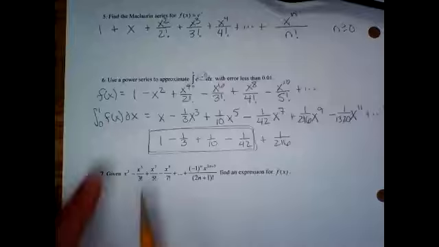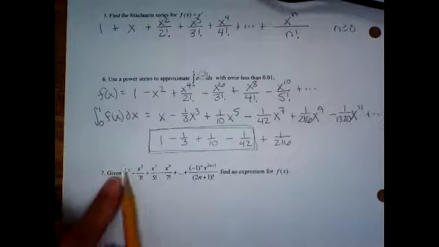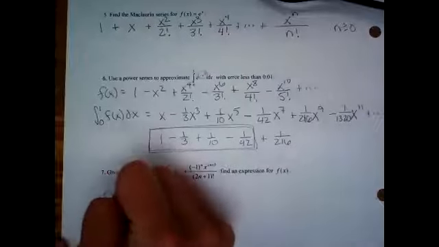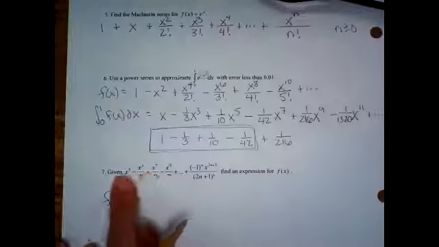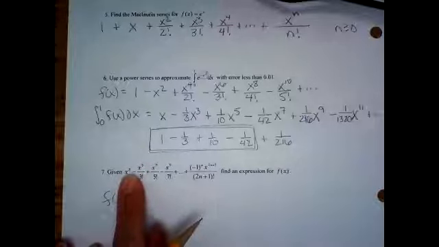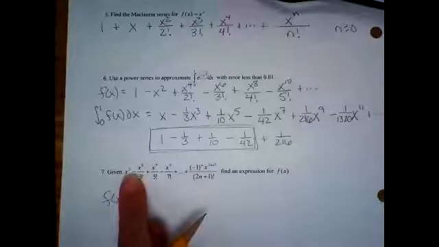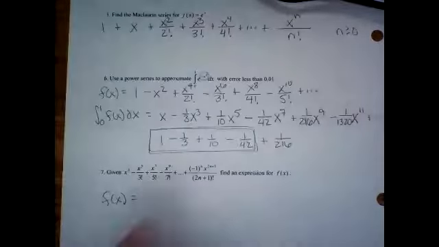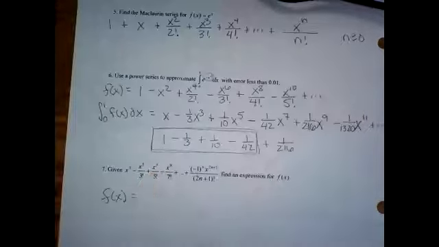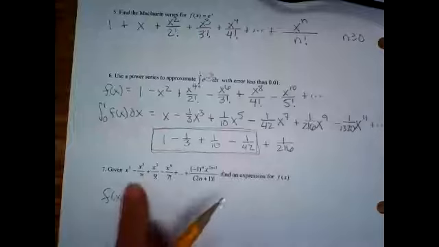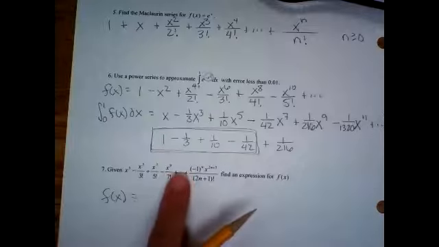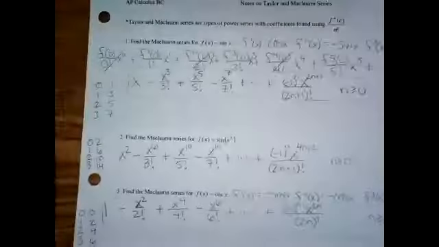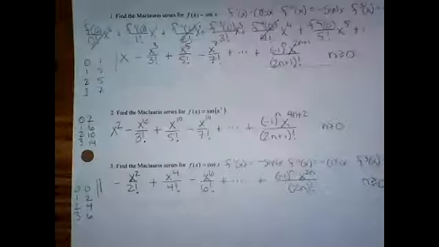All right, and then last one. Given this series and this general term, find an expression for f of x. What you want to do is compare this to some of the ones that we already did and see how it got transformed. Instead of me asking you to transform it, it's already transformed, and I'm sort of asking what the transformation is. So it's alternating. It's going to be one of those trig ones. And we have the odd factorials. So which one over here had the odd factorials?